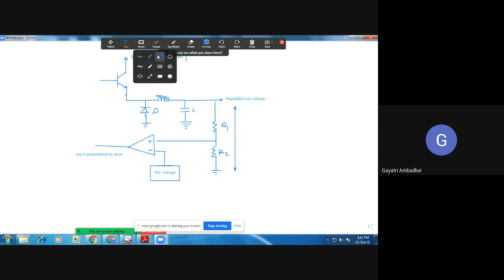Now we have another comparator, and its output is connected to the transistor. Okay. So what this comparator is receiving, at one end it is receiving a triangular wave, and at another end, it is receiving the error, the voltage error amplifier output.